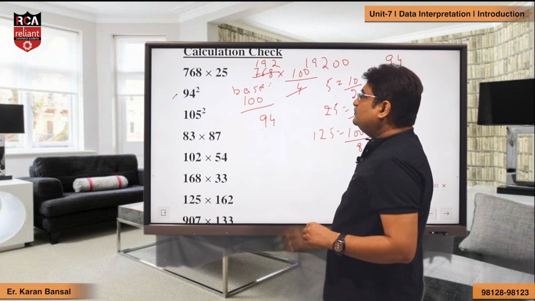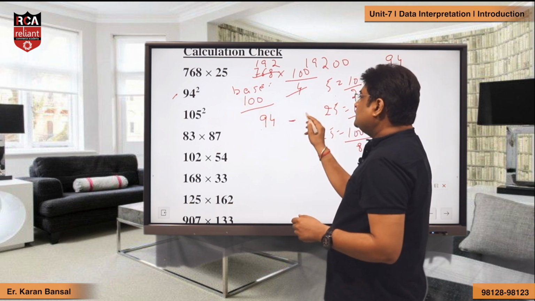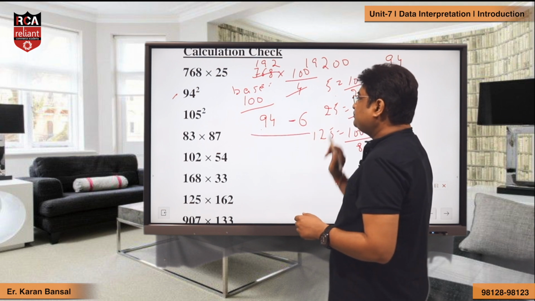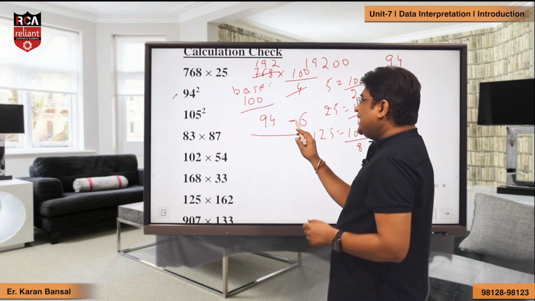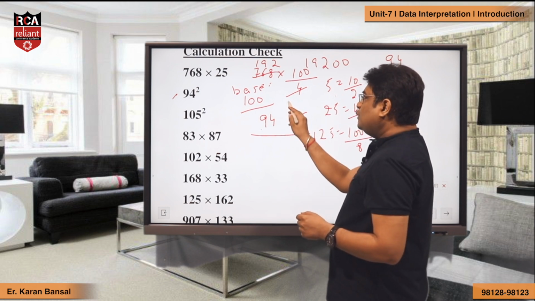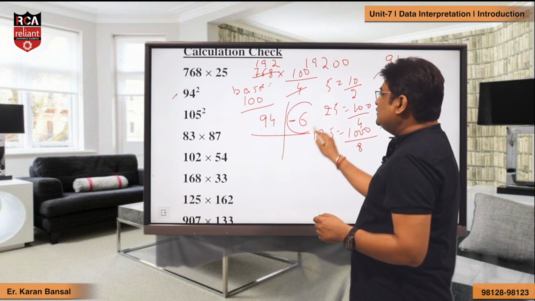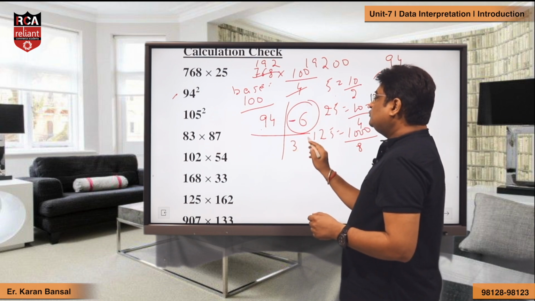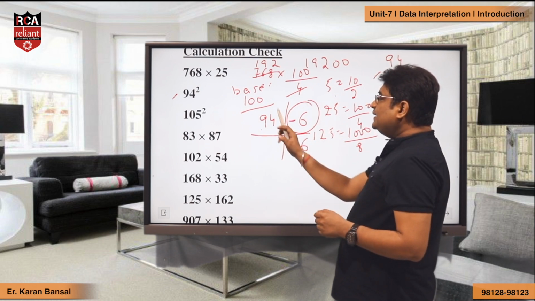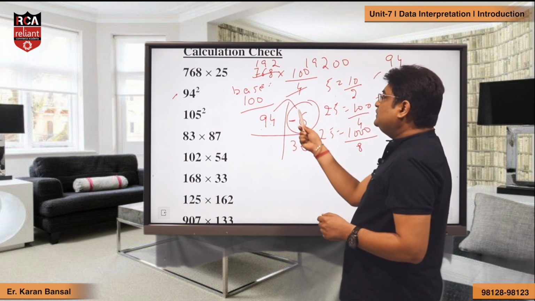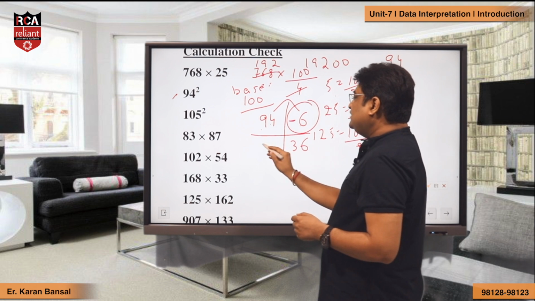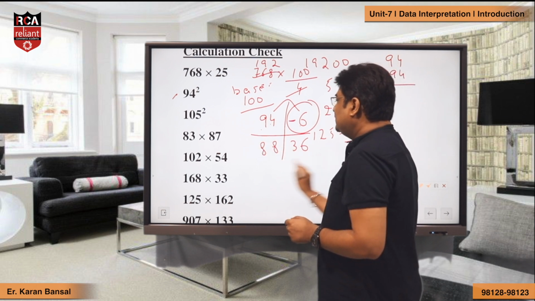So what is the difference of this number from the base? This number is 6 less. All right, this number is 6 less. So since it is less, I have put a minus sign here. Now it is very easy. Square this part. Square is 36, and subtract this part from this part. So take a difference of these two parts. 94 minus 6 will give you 88. That's it.